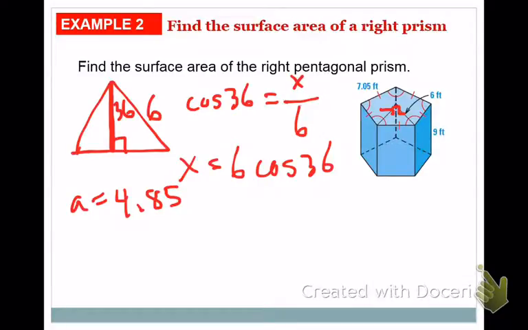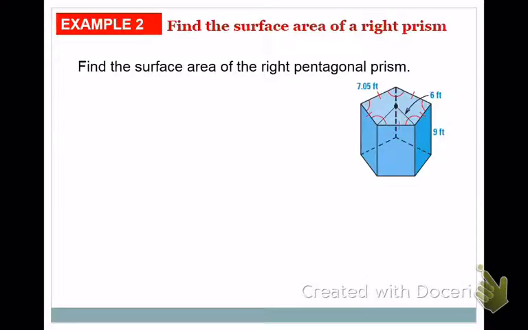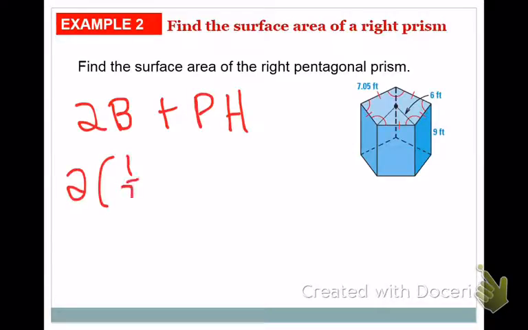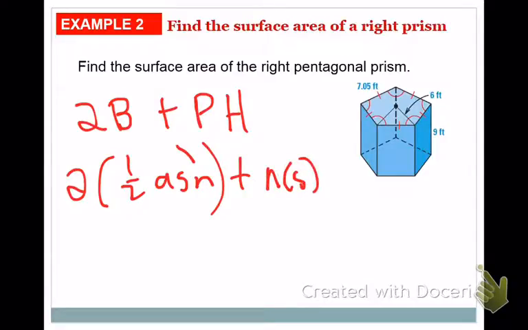All right. So now, I'm going to clear this out, and let's do the 2B plus the perimeter times the height. Okay, so we have 2 times 1/2 a s n plus the perimeter. To find the perimeter of the base, we take the number of sides times the side length. So let's take n times s, and then times the height.